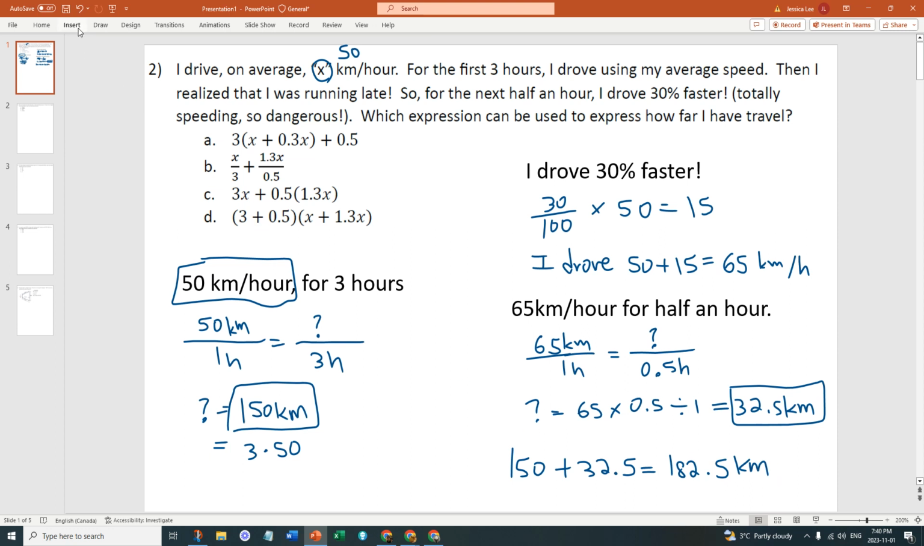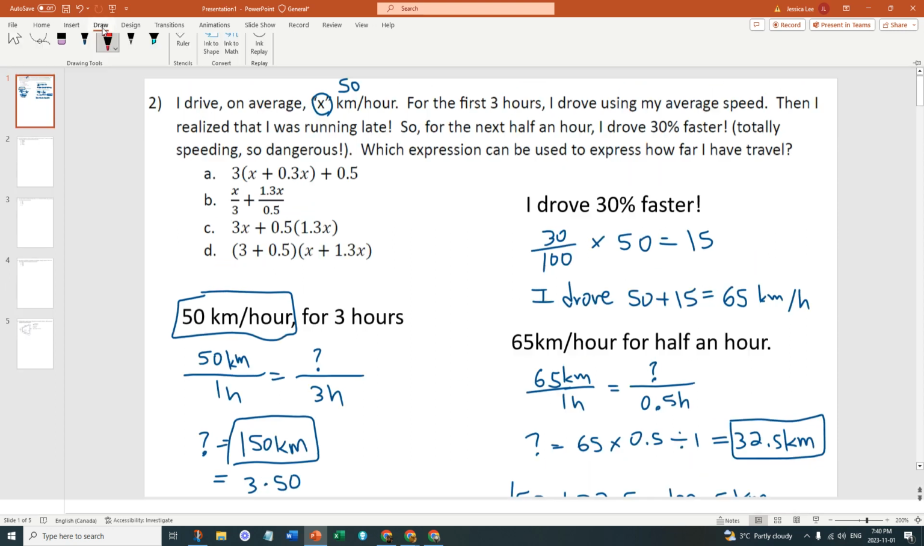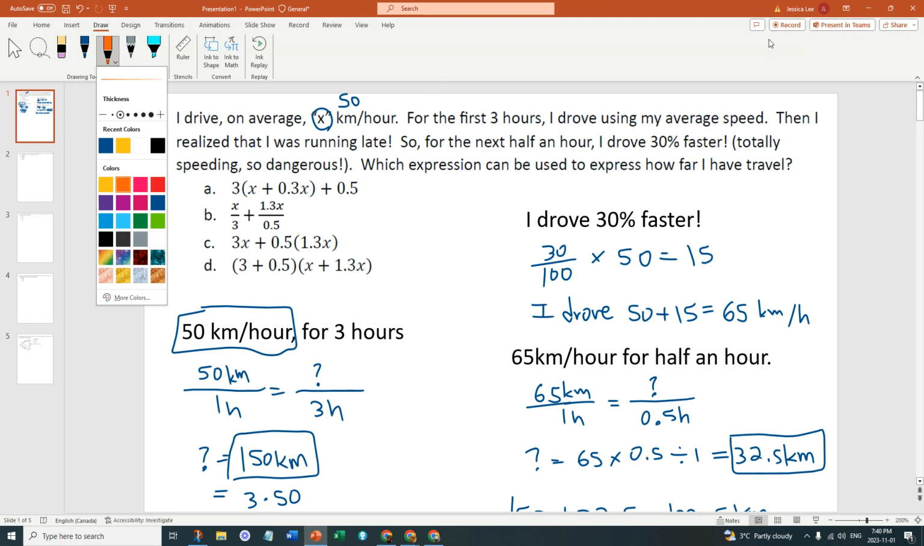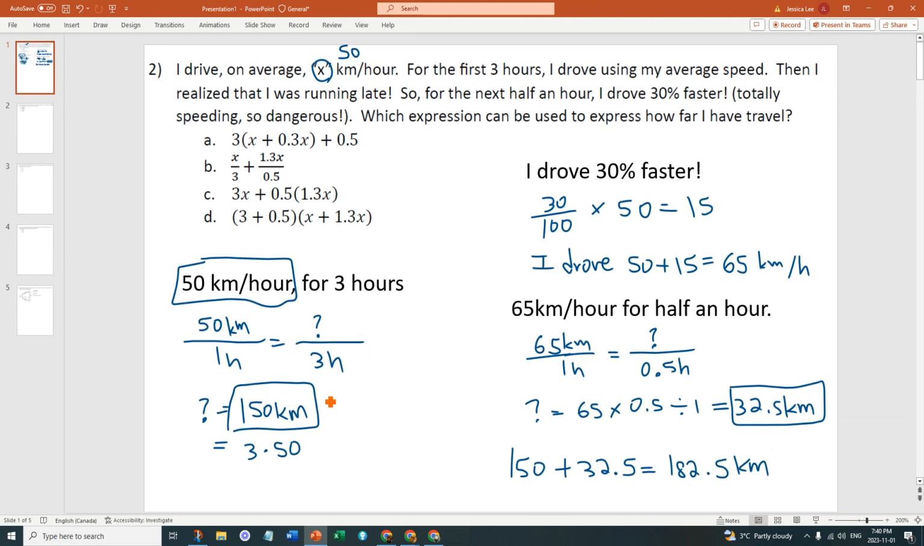And if we take a look at what operation was being done, let me change it to maybe this color. This one is 3 times 50, and 50 was my x value, so I can represent it as 3 times x. Here I have 30% times 50, and then plus the 50 back before I multiply it by half an hour here. So use this as an indication of which expression is most likely going to be the correct answer.